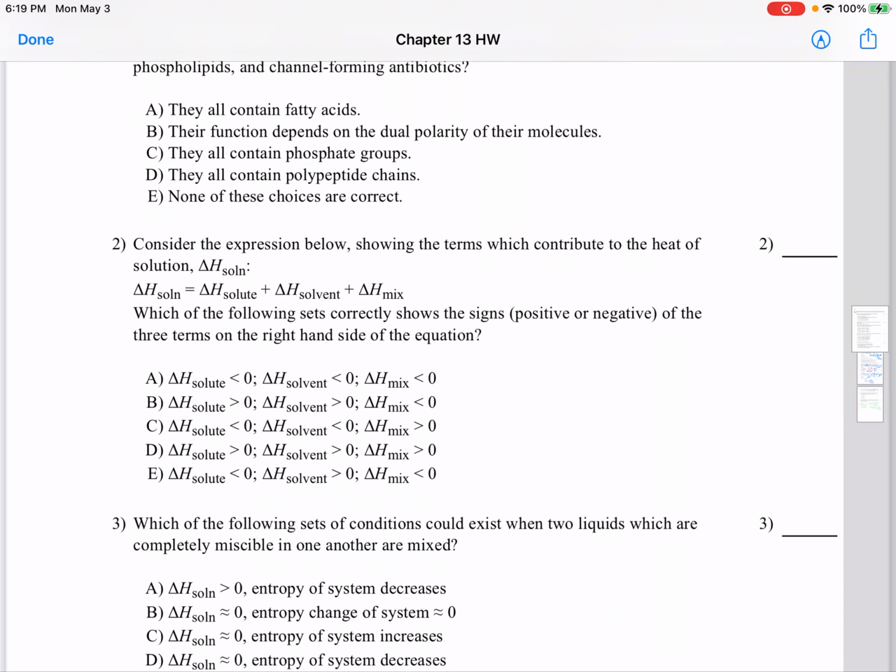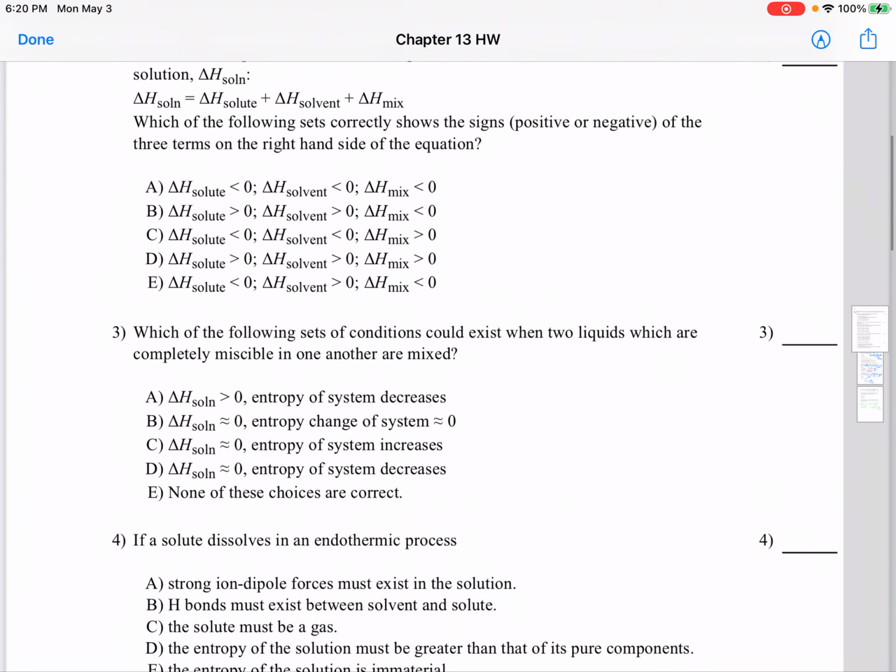So the delta H mix is therefore going to be less than 0. It's negative. So you choose the one that says delta H solute positive, delta H solvent positive, meaning greater than 0, and the delta H mix negative, meaning less than 0. So delta H solution could be either positive or negative based on the size of these amounts. But always the solute and the solvent will be positive, but the mix, when they are mixing, is going to release heat.